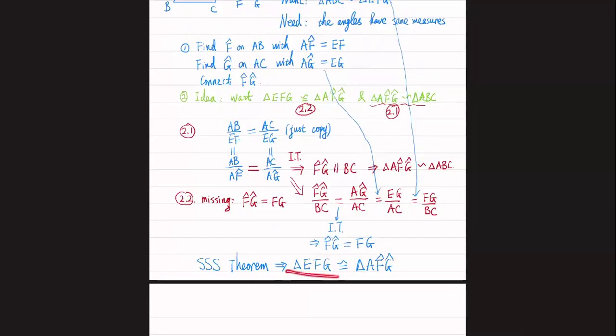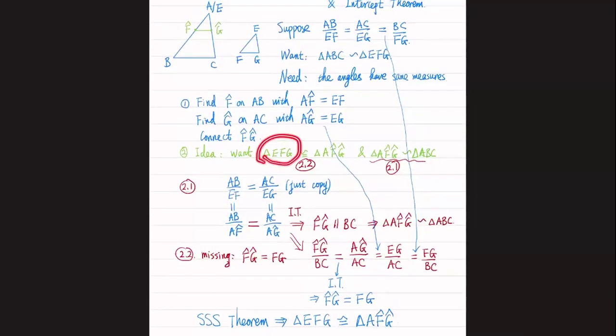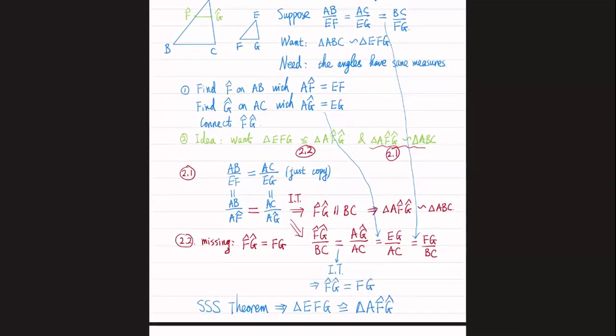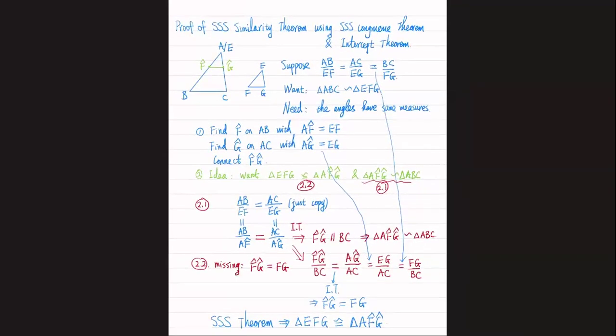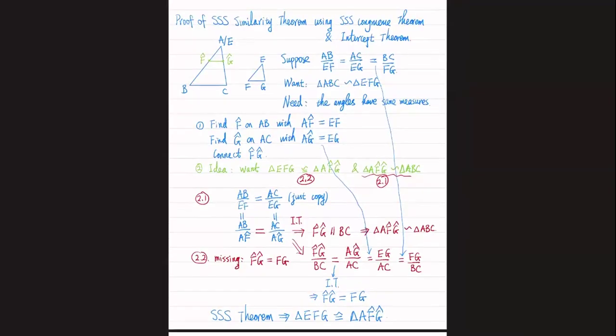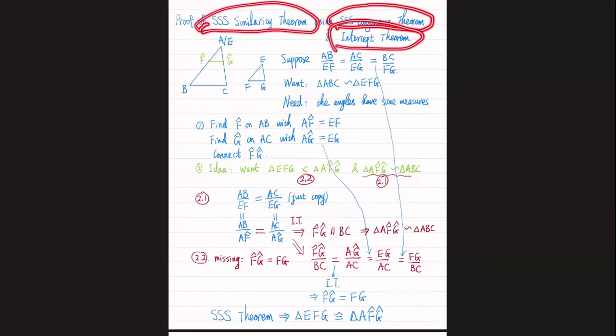Okay, now they are congruent. They are similar. So we finished this. We can see these two triangles are similar through this bridge. Okay, so you can see how we proved this AAA similarity theorem? We used what we had proved before, the congruence theorem and the intercept theorem.